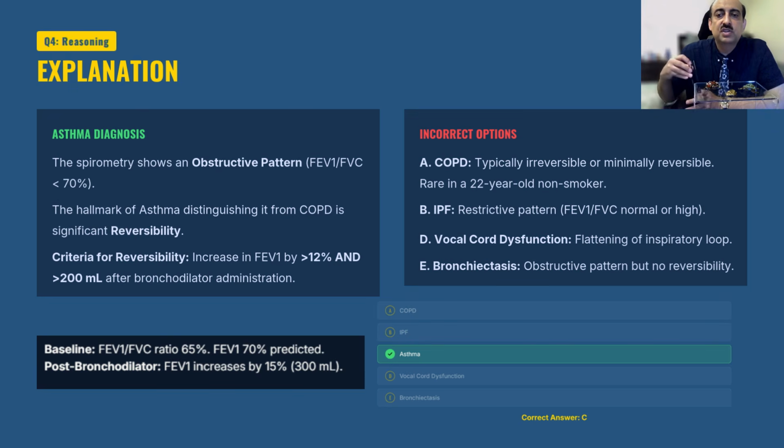Vocal cord dysfunction will lead to flattening of the inspiratory loop on spirometry due to extrathoracic obstruction, because the vocal cords are higher up. They're at the laryngopharynx and oropharynx level, not inside the thorax. So it's more of an extrathoracic obstruction. Bronchiectasis is an interesting one. It will have predominantly an obstructive pattern, but you will not expect reversibility in this situation. So that's why the correct answer is asthma, but be careful of the criteria.